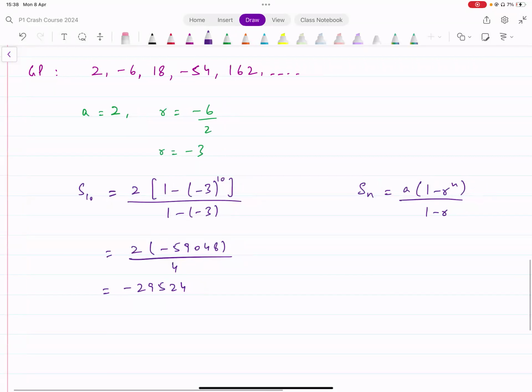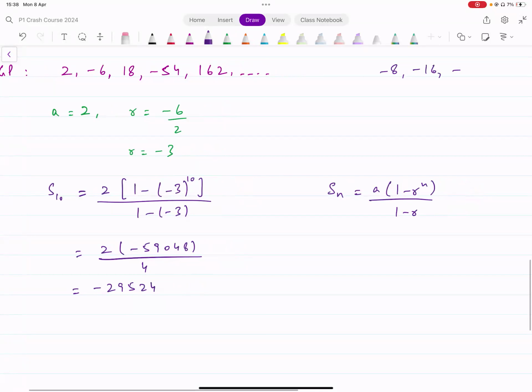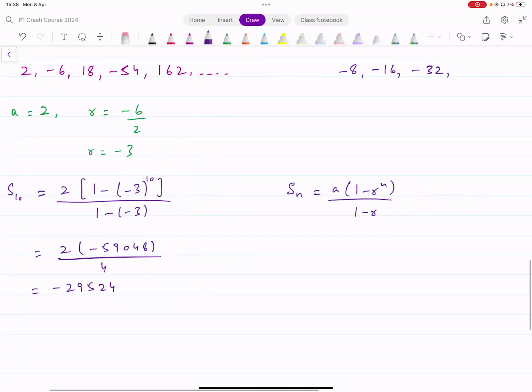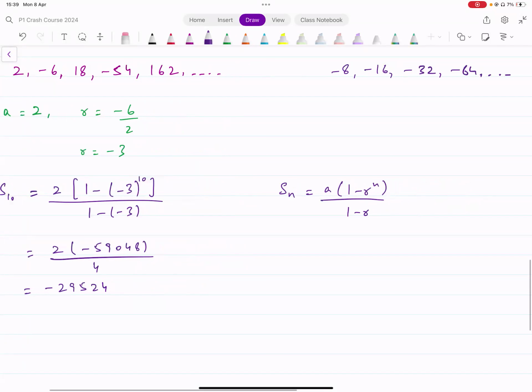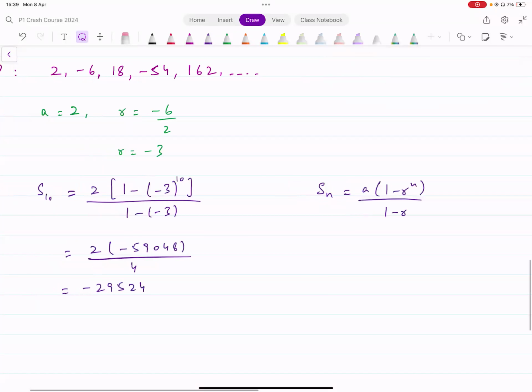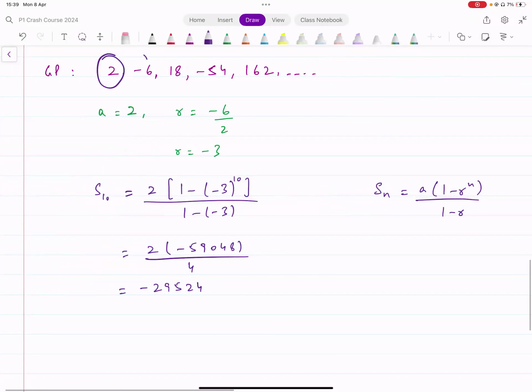So for instance, if you had a sequence like -8, -16, -32, -64, all of these terms are negative. If you were to find their sum, the sum would also turn out to be negative. And that's perfectly okay. In this case, the sum is turning out to be negative because we have some terms positive, some negative. It's still a GP.